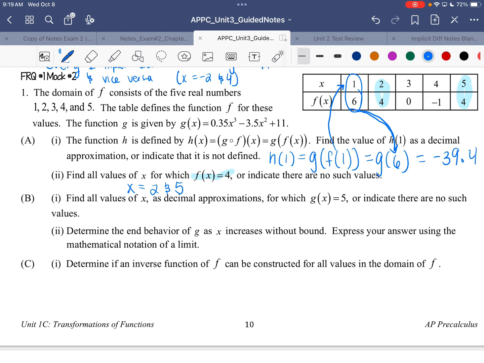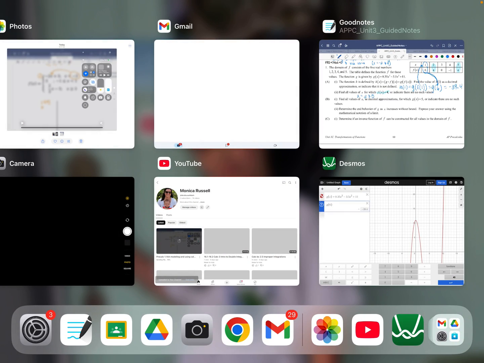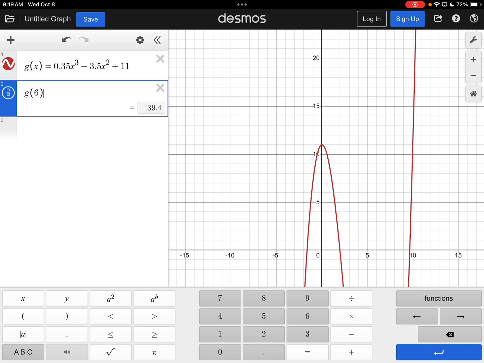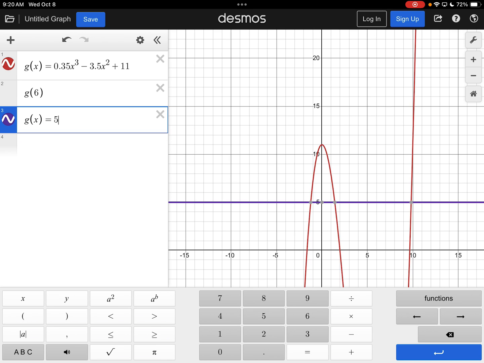Okay, so we already have g typed into our Desmos. What do you think I'm going to do to find where g is equal to 5? g of x equals 5. Let's try it. So when you type in g of x equals 5, you could have also said y equals 5. It doesn't have to be g of x equals 5.